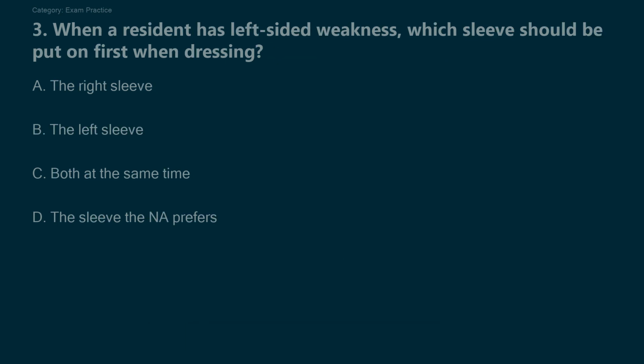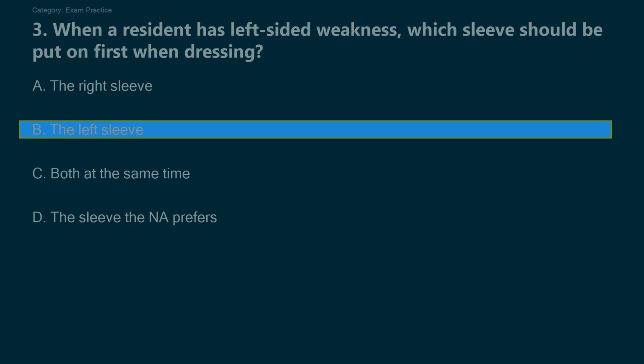Question 3. When a resident has left-sided weakness, which sleeve should be put on first when dressing? Option A. The right sleeve. Option B. The left sleeve. Option C. Both at the same time. Option D. The sleeve the NA prefers. The correct answer is option B. The left sleeve.